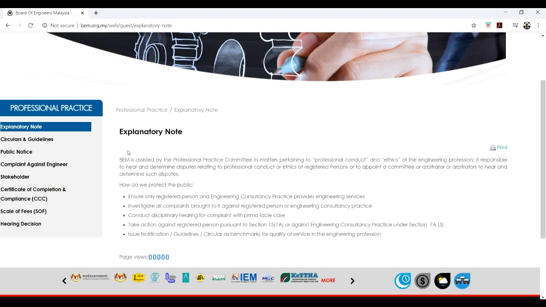You can also read other related notes regarding professional practice in engineering provided here, such as the circulars and guidelines, public notice, complaint against engineers, the shareholder, certificate of completions and compliance, scale of fees, and lastly, hearing decisions.